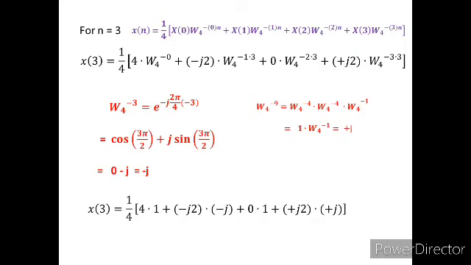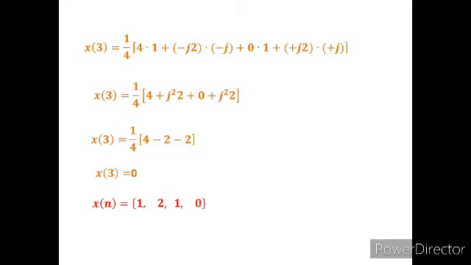Then W4 to the power of minus 9 can be written as W4 to the power of minus 4 into W4 to the power of minus 4 into W4 to the power of minus 1, which is nothing but 1 times W4 to the power of minus 1, which is plus j. Substituting these values in the above expression, we get X of 3 as 1 by 4 into 1 plus minus j 2 into minus j plus 0 plus j2 into plus j. When you multiply that, we have got j square 2 plus 0 plus j square 2. j square is minus 1, so it becomes 4 minus 2 minus 2. So it becomes 0. So X of 3 is 0.